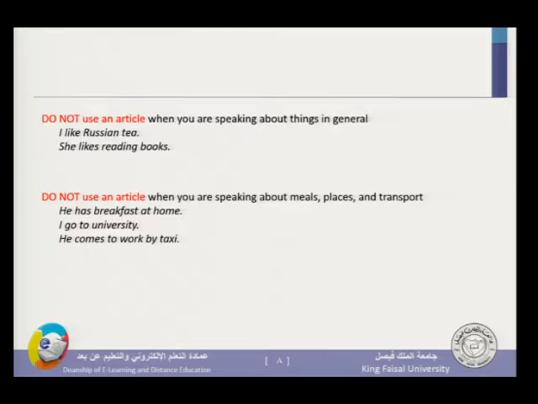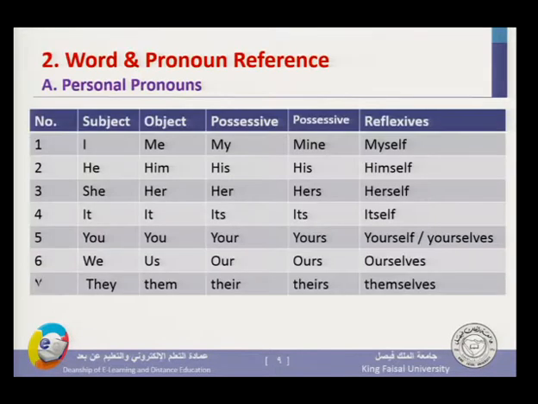Also, don't use an article when you are speaking about meals, places, and transport. He has breakfast at home. I go to university. He comes to work by taxi. These are examples of what I have just mentioned. Don't use an article when you are speaking about meals, places, and transport.